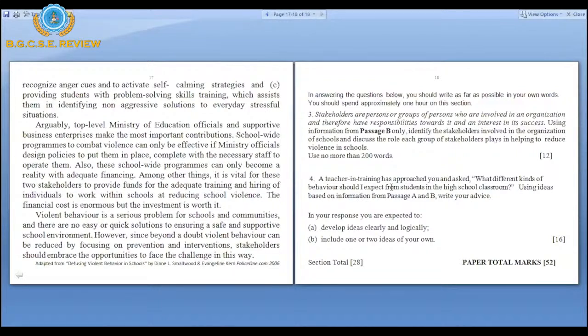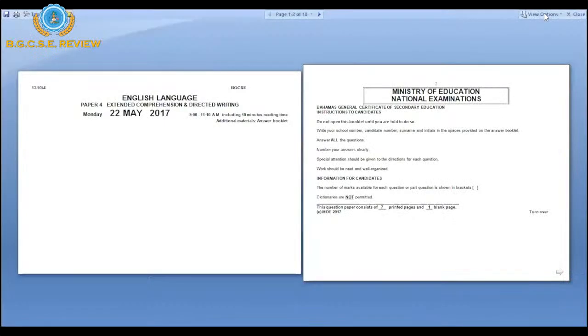That's the second passage. As you can see, it is starkly different from the previous passage, and it is very technical in its language. Is the screen visible? Not as yet. There we go. We're back to the paper 4 that you just read.